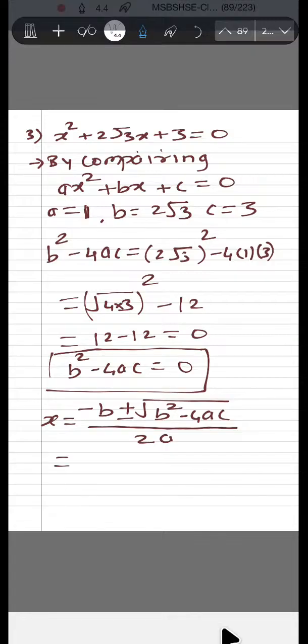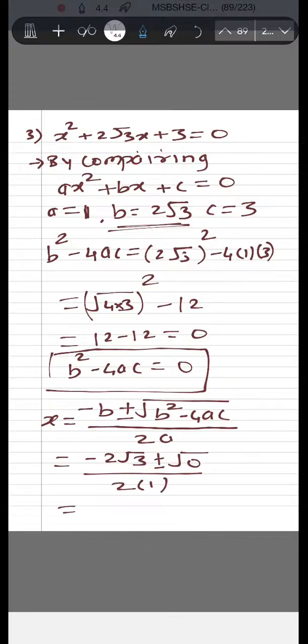Okay, so we know all the values here. Minus b, what is the b value here? It is 2 square root of 3. So minus 2 square root of 3. Then plus or minus b square minus 4ac inside the square root, which is 0, and 2 times a, which is equal to 1. So what will be the answer? Minus 2 square root of 3 upon 2. Okay, so 2 ones are 2. So what is the answer here? Minus square root of 3. So x is equal to, I get a value, x is equal to minus square root of 3.